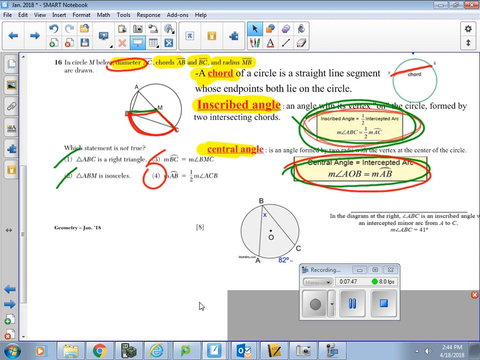Okay, let's look at what number 4 says. It says the measure of arc AB is equal to 1/2 of the measure of ACB. So where's ACB? Well, actually, that should be the other way around. The measure of angle ACB is actually half of the measure of arc AB. So it should be the other way around. That's why that is not true. That's why that's our answer.